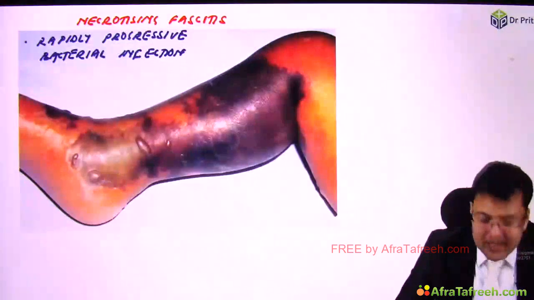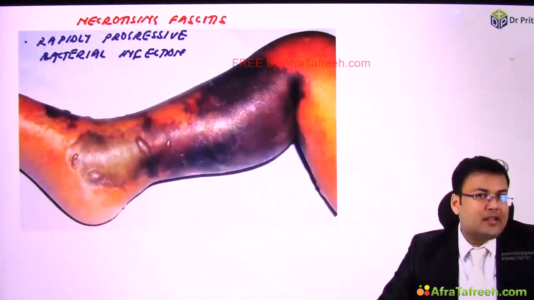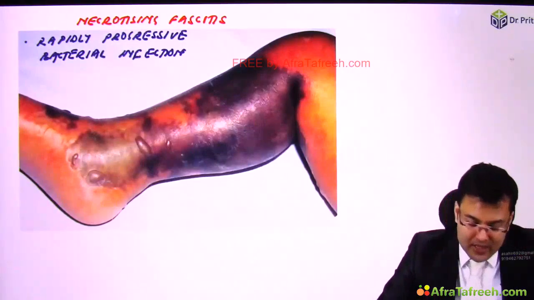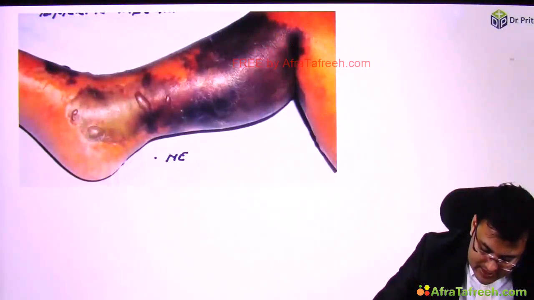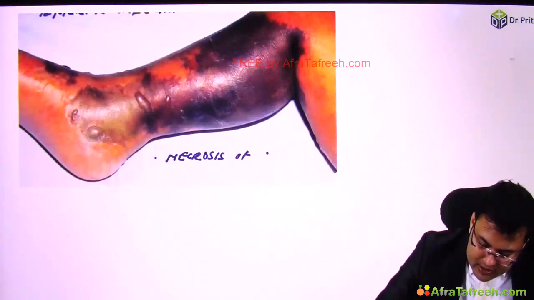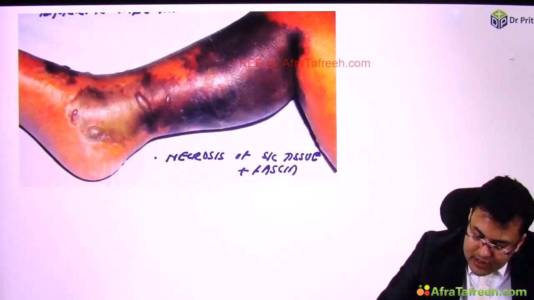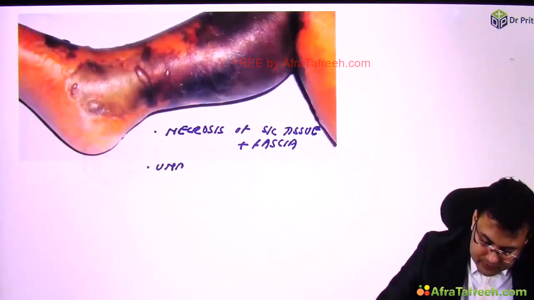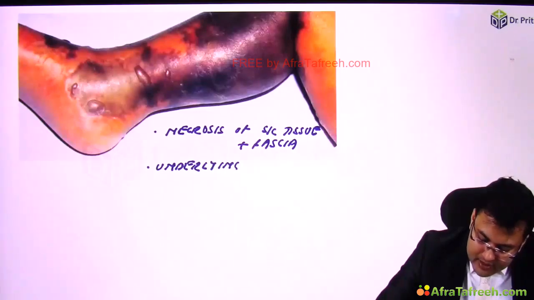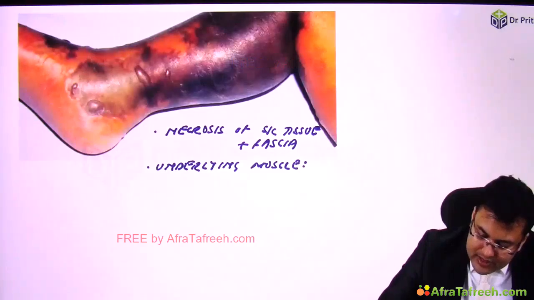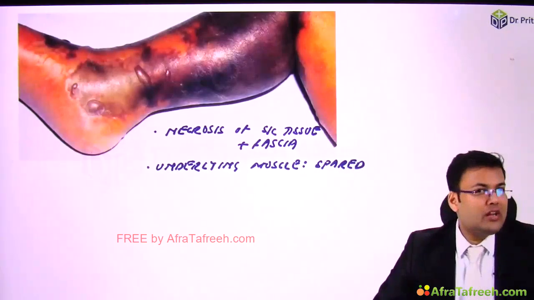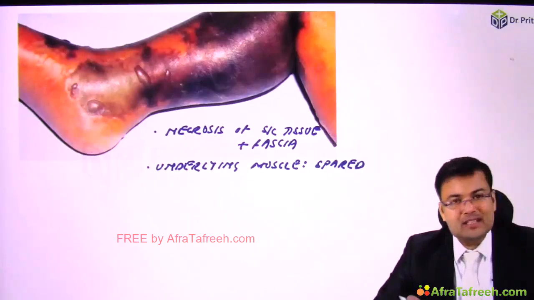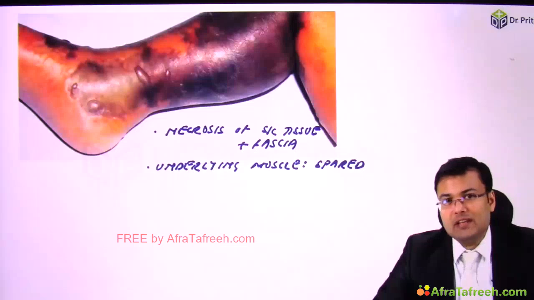Now how to remember? The name is necrotizing fasciitis. It means the necrosis is up to the deep fascia. So in this case, what are the structures involved? It is characterized by necrosis of subcutaneous tissue plus fascia. Be careful, underlying muscle is spared. You might have seen these cases in the ward where extensive wound debridement should be done to save the life of this patient.